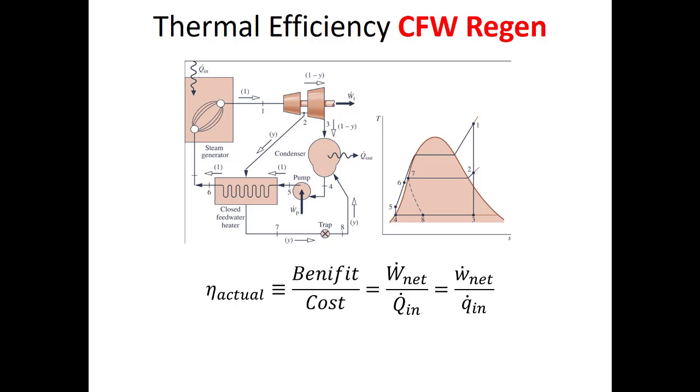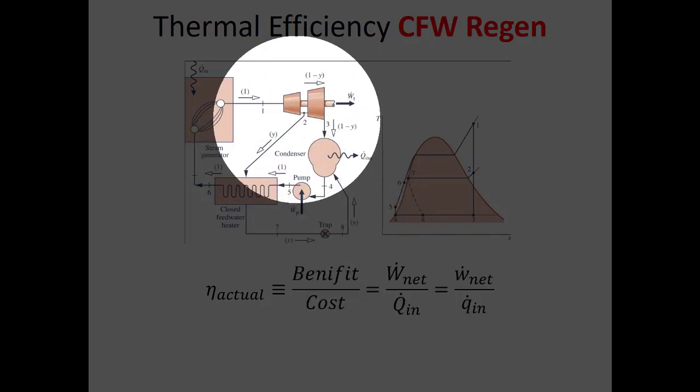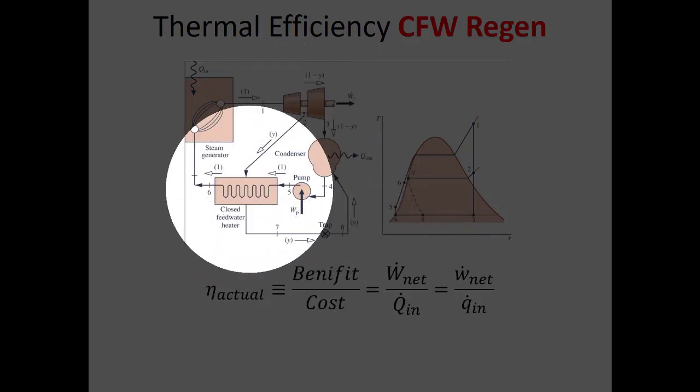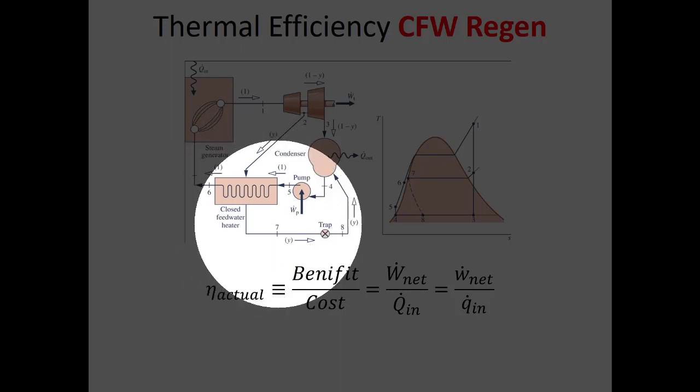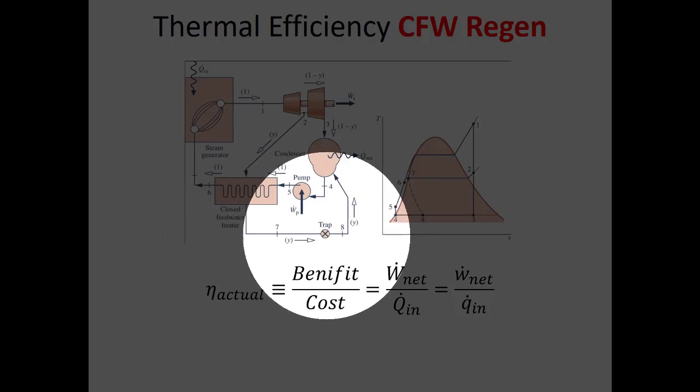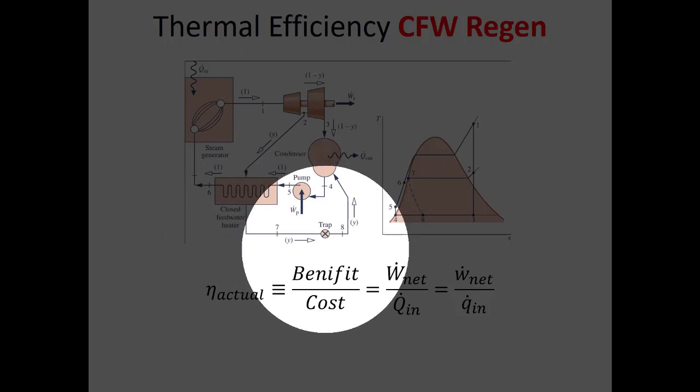So this closed feedwater heater is a little different. The plumbing's a little different. We're still splitting off mass between our high pressure and low pressure turbines, but now it goes to this closed feedwater heater, which is a shell and tube heat exchanger, where the hot flow does not mix with the cold flow. There's also this thing called a trap. This is a valve. Its only purpose is to reduce the pressure.